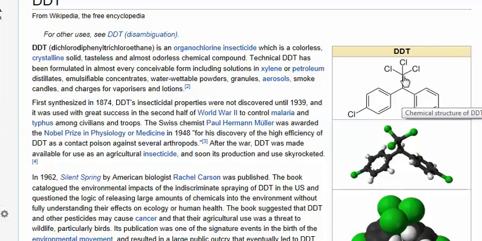And that's because it's a 2-carbon chain. 1 carbon here and 1 carbon there. So D stands for dichloro, D stands for diphenyl, and T stands for trichloro.